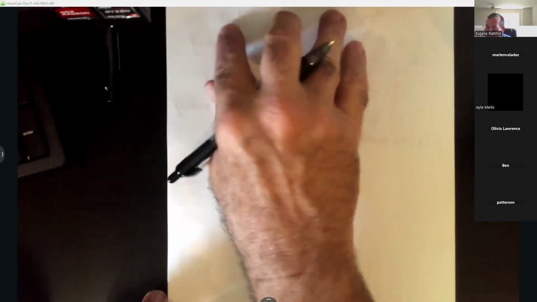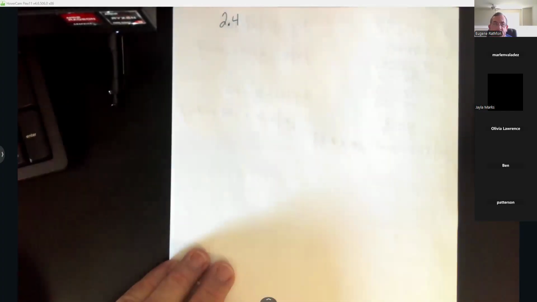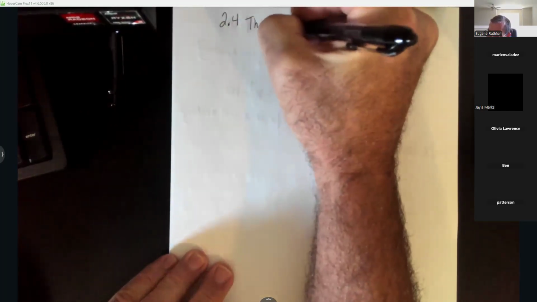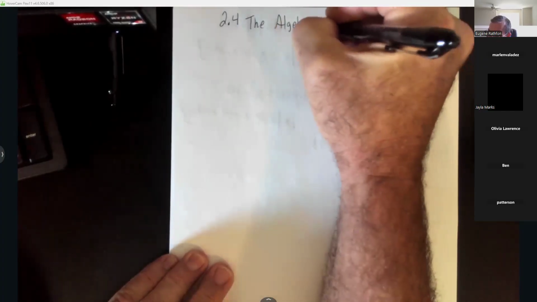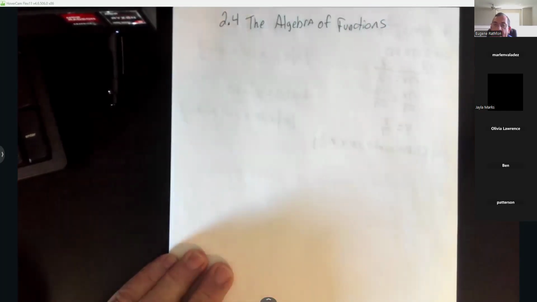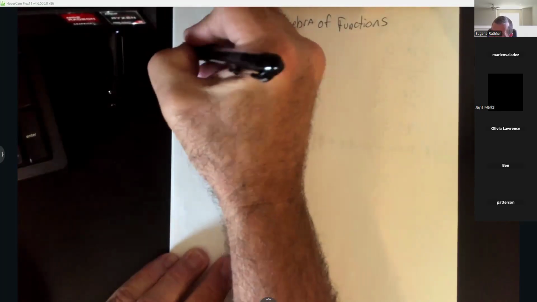All righty, y'all. So now we can step into 2.4. 2.4 does the algebra of functions. So if you like algebra, this is your section. This is the algebra of functions. All right, so there's four operations we'll be doing.